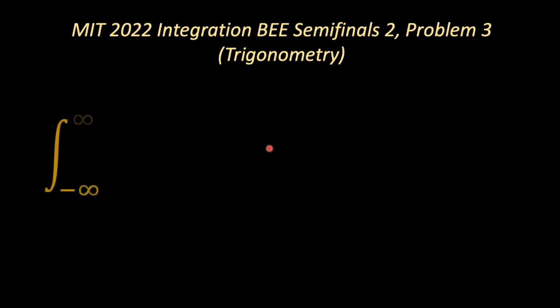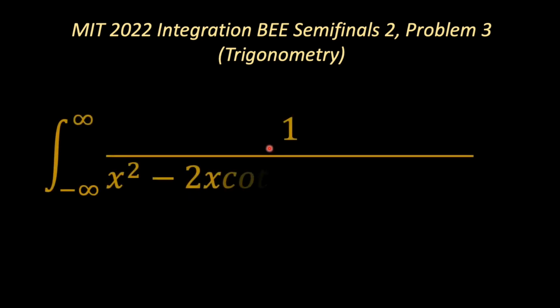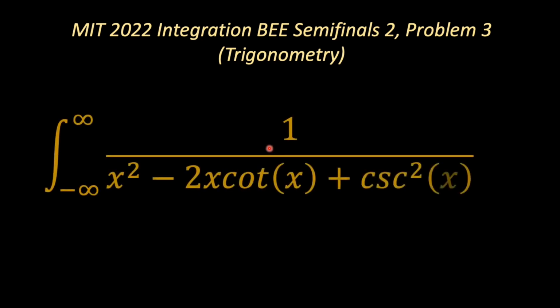Which is the integral of 1 over x squared minus 2x cot x plus cosec squared x. So this is a very interesting problem. It does involve a new theorem that we'll be introducing to be able to solve it.